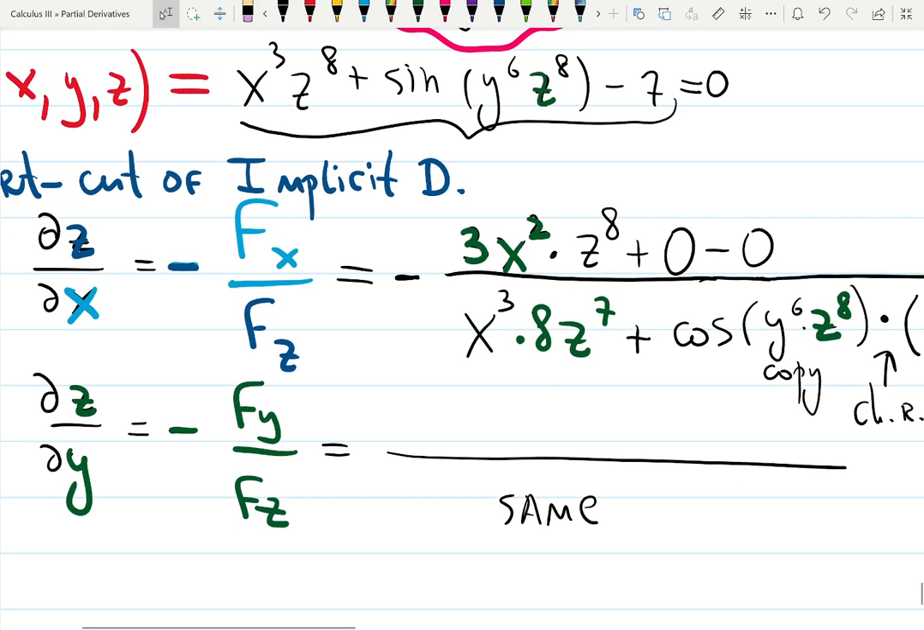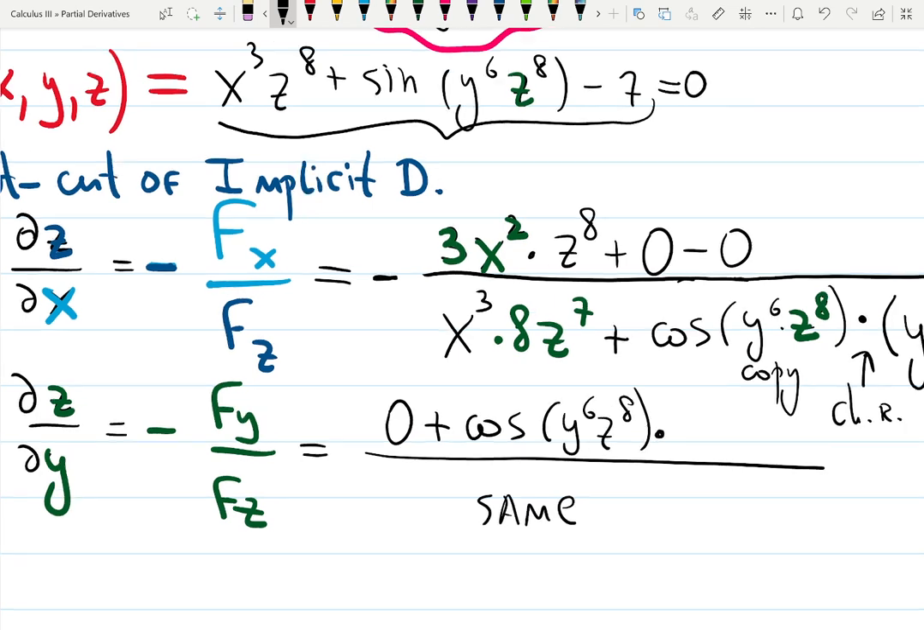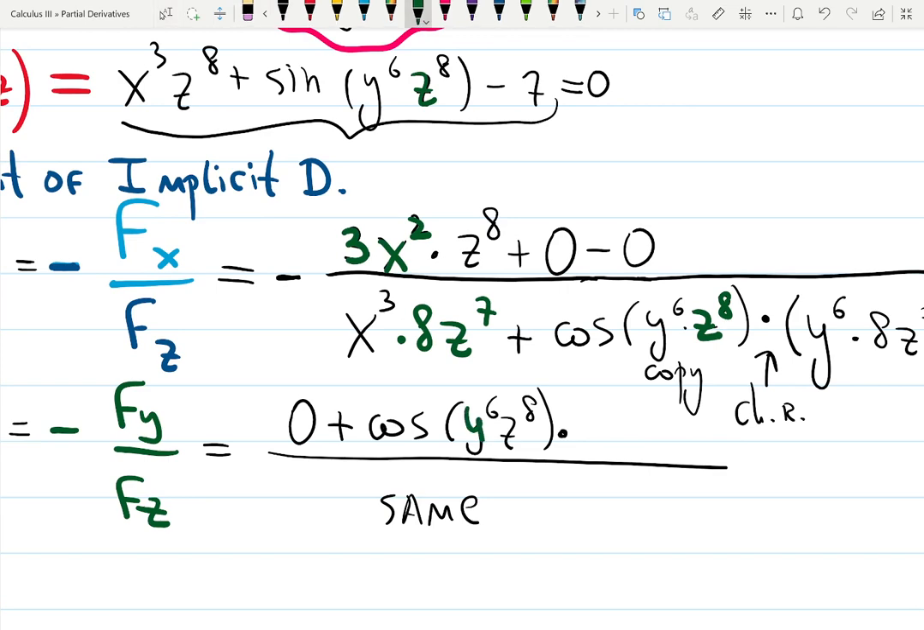But with respect to y, now you take derivative of function f with respect to y. What is x cubed z to the 8? 0. There's no y there. Sine has y inside, so it's chain rule again. Plus, sine gives you cosine. Copy the function inside. Times, chain rule says, now look inside and see that y is a variable. Z is a constant. Derivative of that is 6y to the 5 times z to the 8, minus 0. And this is the answer.